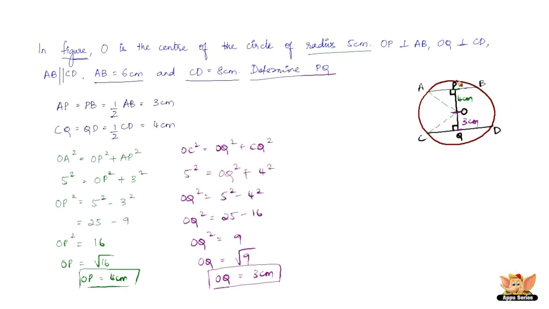Now we need to determine PQ, which is nothing but the sum of OQ and OP. So PQ equals 4 plus 3, which is 7 centimeters. So here we are. Another very simple sum based on the same property that we've used to solve the previous 3 problems.